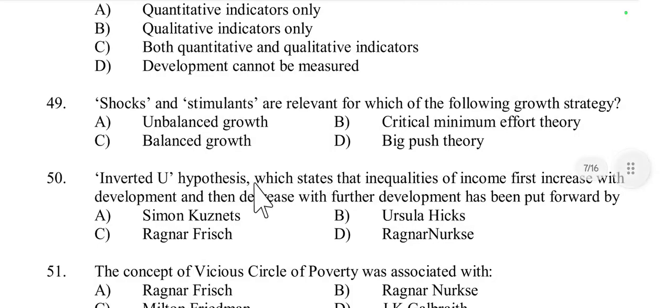Then question number 49. Shocks and stimulants are relevant for which of the following growth theories? Unbalanced growth, critical minimum effort, balanced growth, big push theory. So the shocks and stimulants: income generating, income depressing factors. So these are the growth strategy of the critical minimum effort theory.